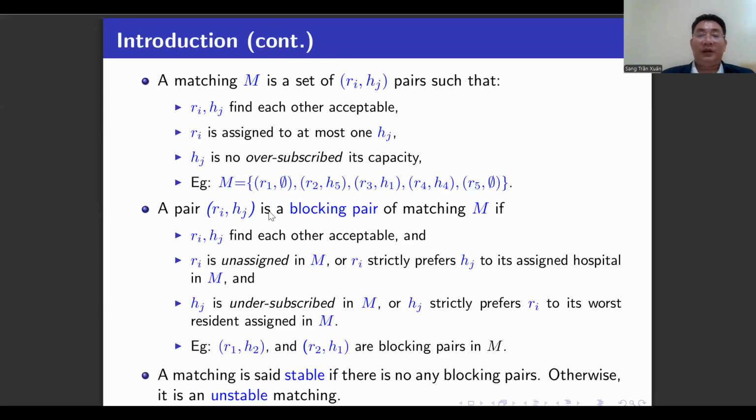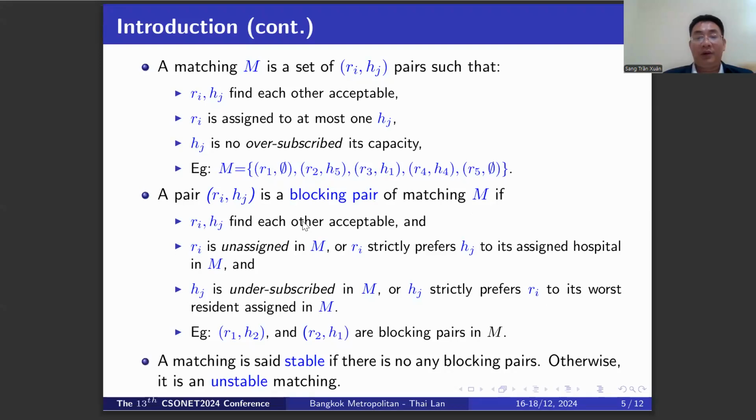This slide presents the definitions of matching, blocking pair, and stable matching. As you can see here, a matching is a set of resident-hospital pairs which has to satisfy three criteria. And we have the definition of a blocking pair here. A matching is stable if there is no blocking pair. Otherwise, it is called an unstable matching.